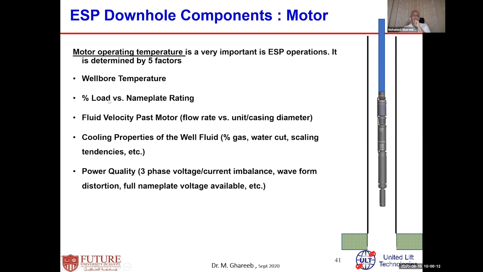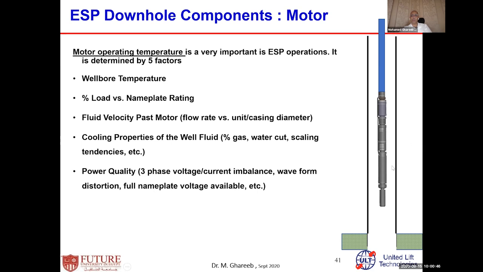What else? The percentage load versus nameplate load. This motor, for example, has a nameplate load of 100 horsepower, and usually I always load my motor to 90% of its nameplate load, so instead of 100 horsepower it is just 90-95. Then the load is always high on the motor. Higher loads, higher temperatures. This is one of the very important factors.